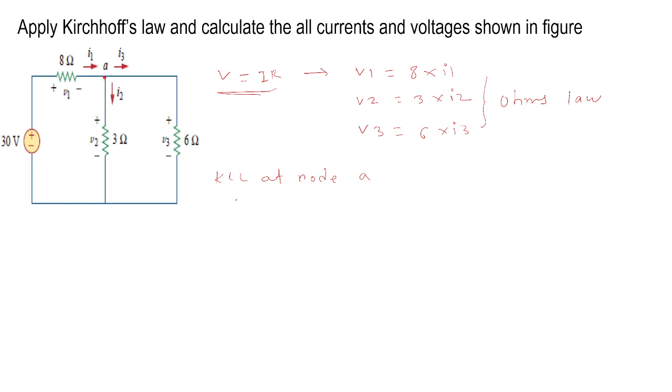KCL at node A. So who is the incoming current? Anyone? I1 is the incoming current. So incoming current we need to consider positive and outgoing currents we need to consider negative. So I1 is incoming. So plus I1 minus I2 minus I3 is equal to 0. So this is from applying KCL at node A.